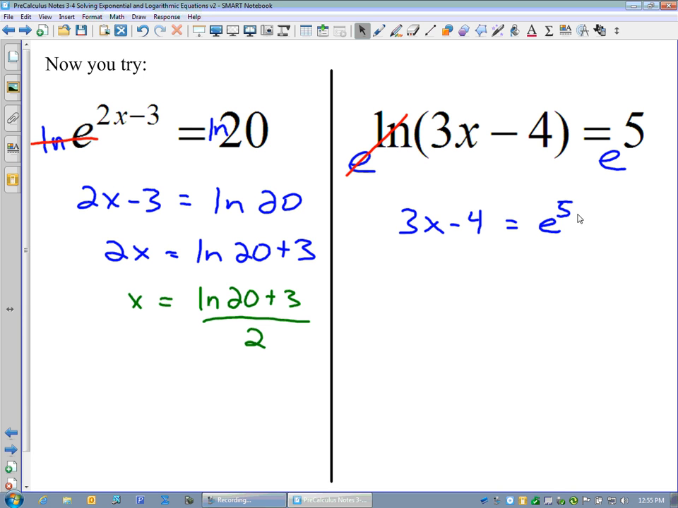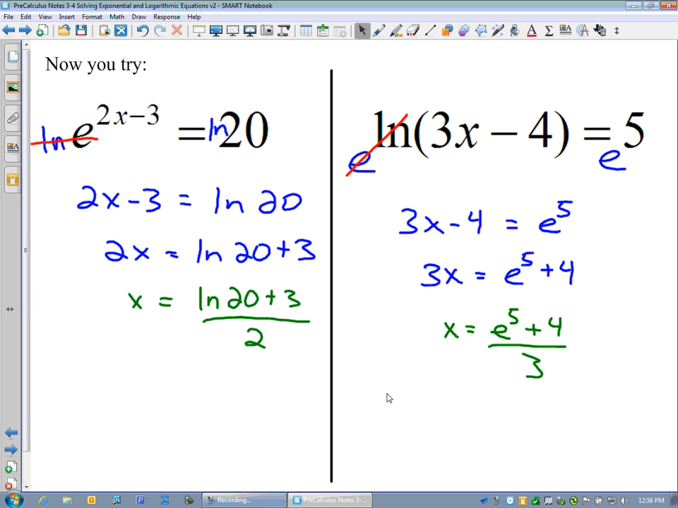And remember, again, e to the fifth is just some number. E is a number, and you raise it to the fifth power, you get another number. So again, we're going to add 4 to both sides, which gives us this line, and then divide both sides by 3, and we get that is our exact answer. You can put that in the calculator and get a decimal approximation, but you would no longer have an exact answer.